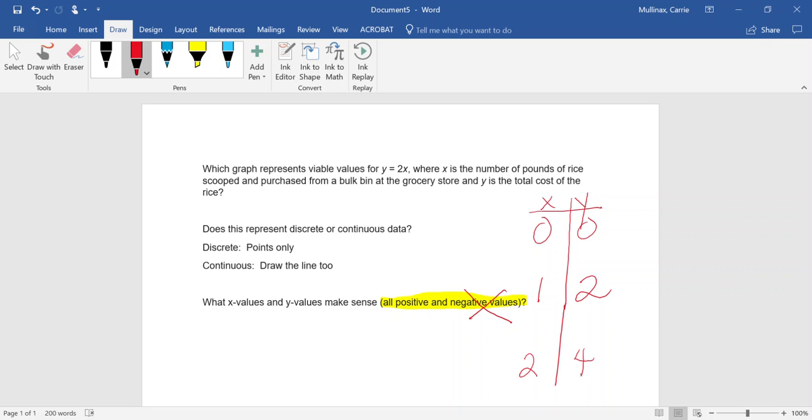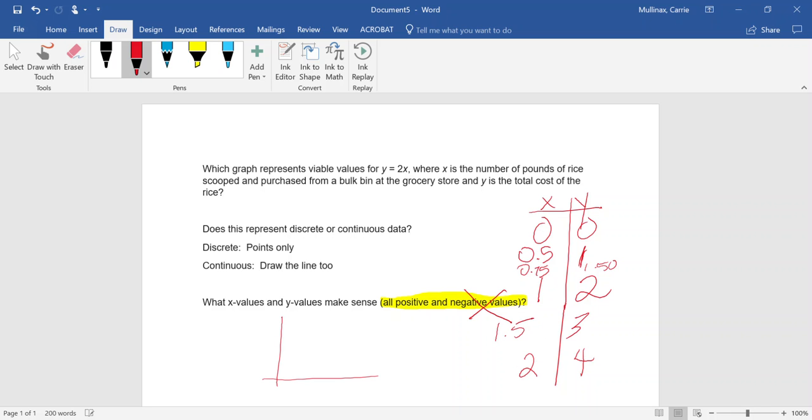Now think about, what about 0.5? Do you think it's possible to have half a pound of rice and then pay $1? Or what about 0.75? Could you have three quarters of a pound of rice and pay $1.50? Could you have 1.5 pounds of rice and pay $3? When we talk about pounds of rice and scooping it out of a bin, we don't have to have just whole numbers. We can also have all the numbers in between.